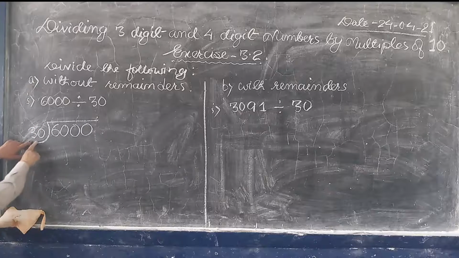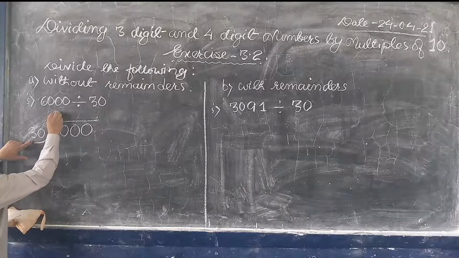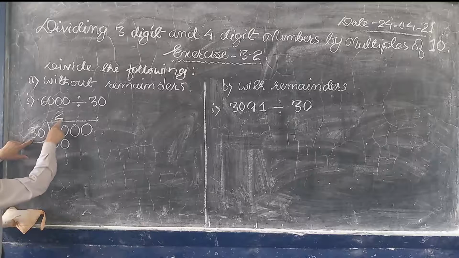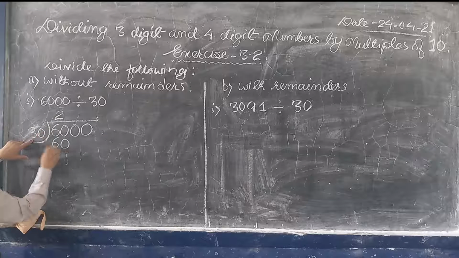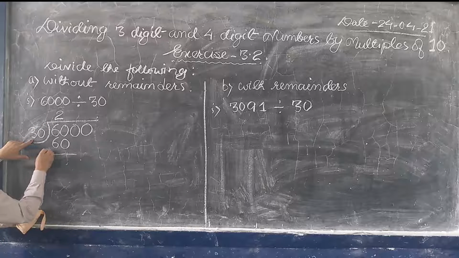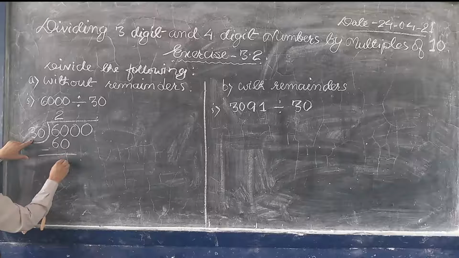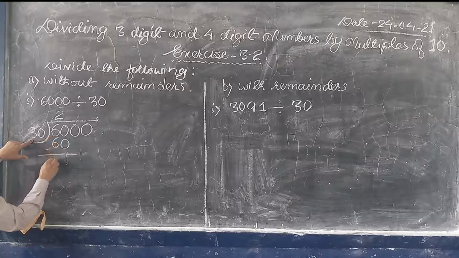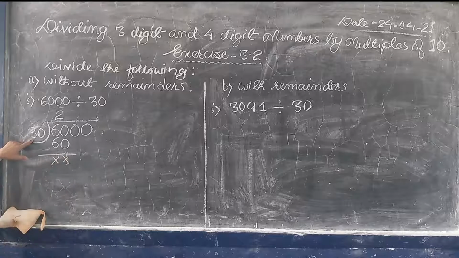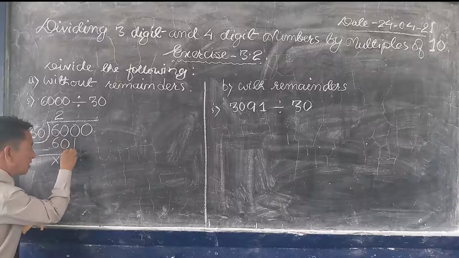So, 3 ones are 3, 3 twos are 6. 2 zeros are 0. 2 threes are 6. Now we will subtract this 60 from 60. 0 minus 0 is 0. 6 minus 6 is 0. Instead of 0, we will write a cross here. Now next step, we'll bring down this 0 here.